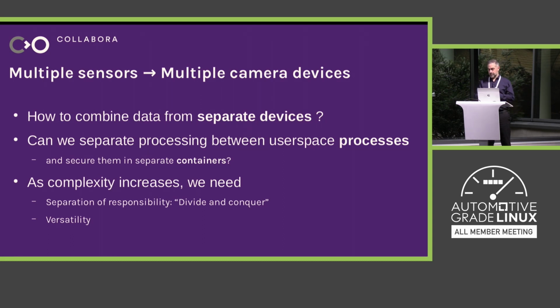And also another thing is, if we have separate devices and separate inputs, how can we process things in different processes and potentially in different containers to orchestrate the processing in a way that it's not a monolithic application? Because as complexity increases, we need to have this separation of responsibility for different tasks. Ideally, we should have different processes so that we can also replace some of these parts later on to go to a different system to do something else without having to rewrite the entire processing application.